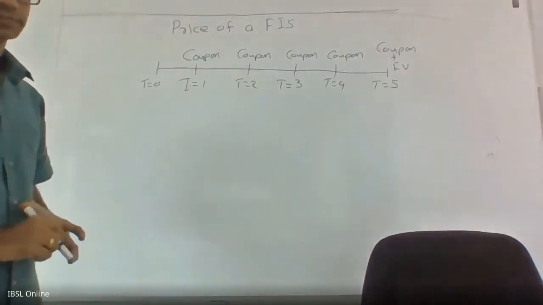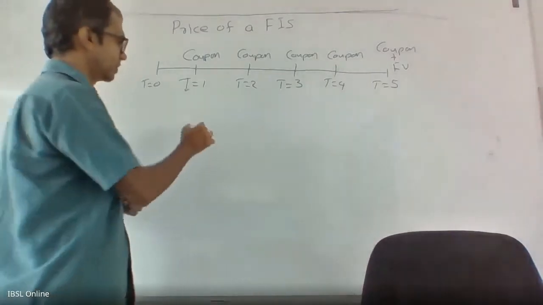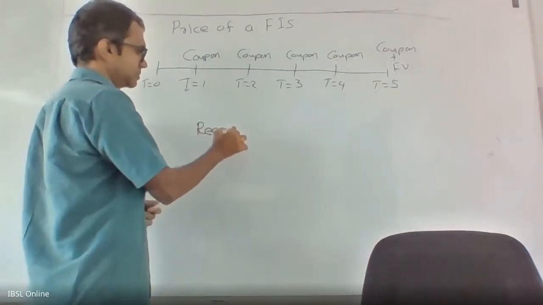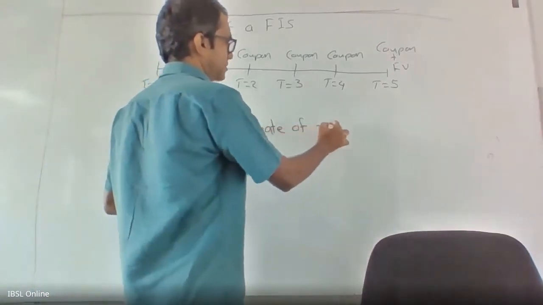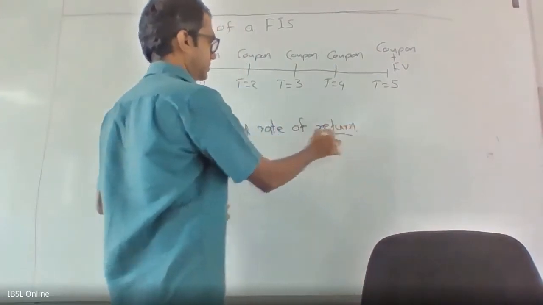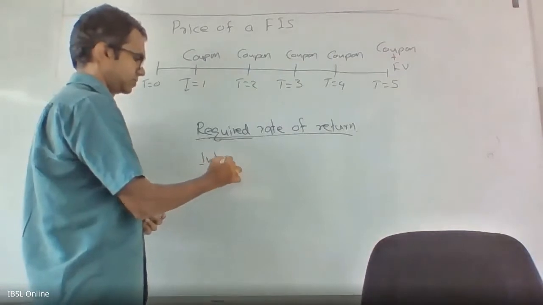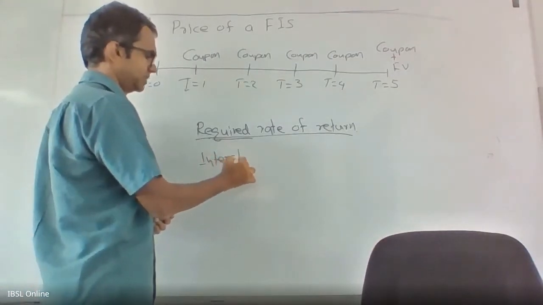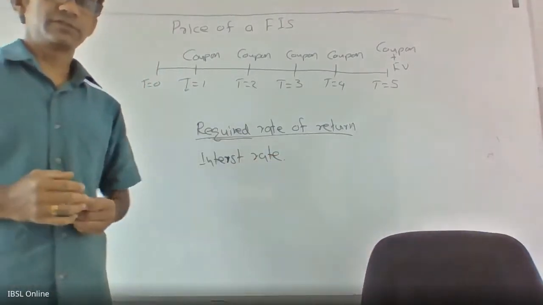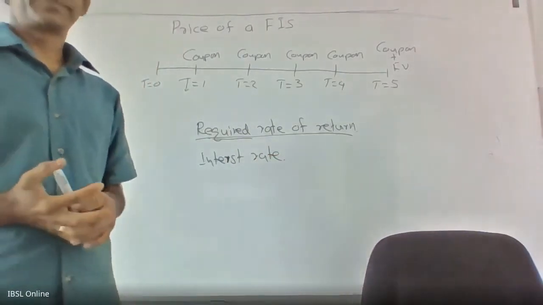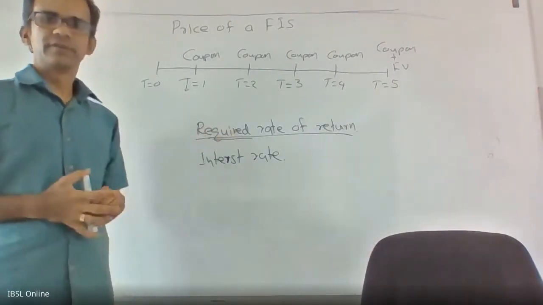Then you need one more thing. That is the required rate of return. In simple terms, you can say it is the interest rate. As a banker, if you grant a loan to a customer for a 5-year period, you charge some interest. That is your required rate of return.